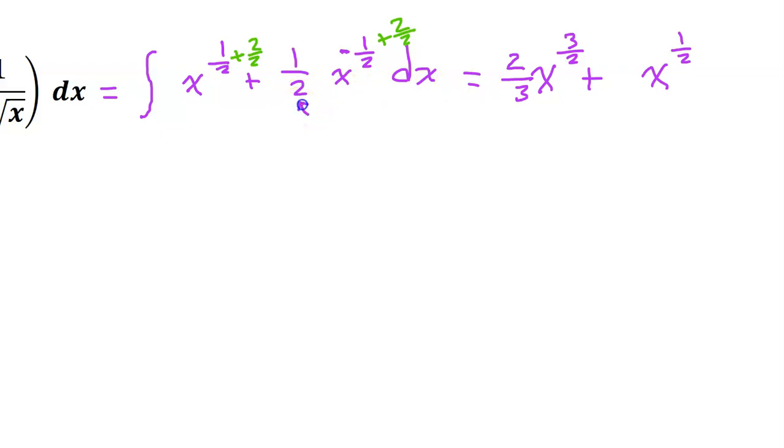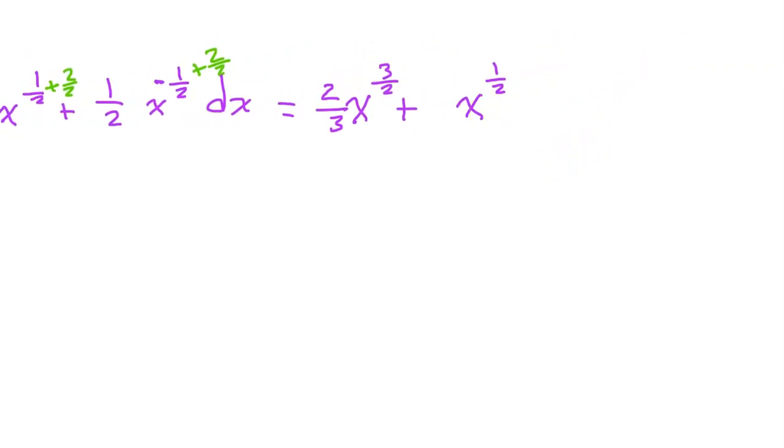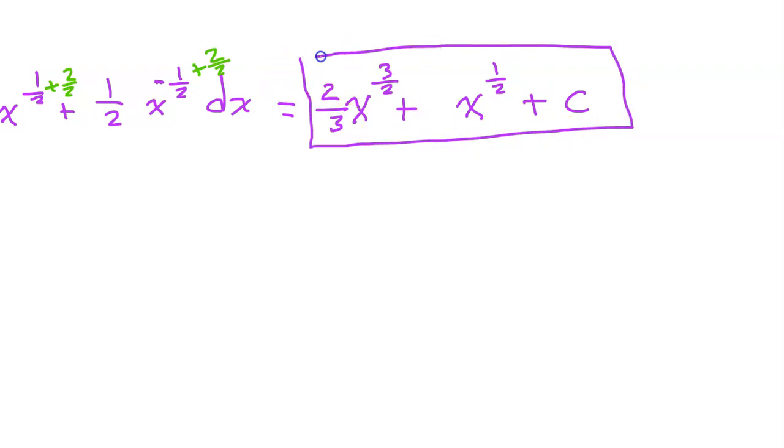Well, I already have a 1/2 here in the front, so if I take a 1/2 and I divide by 1/2, these are simply going to cancel each other out. So that's why I'm going to put nothing in the front of here. So in the end, I'm going to put my plus c for the constant of integration. And I would probably just go ahead and leave it like this.